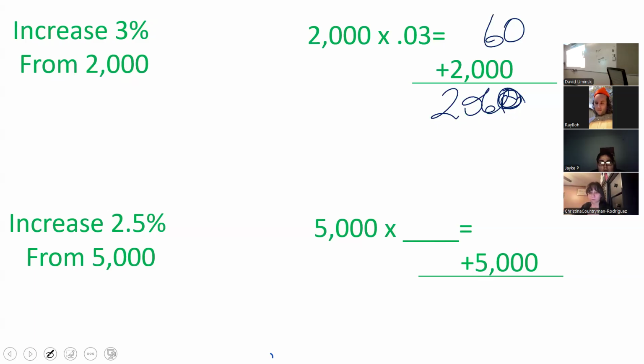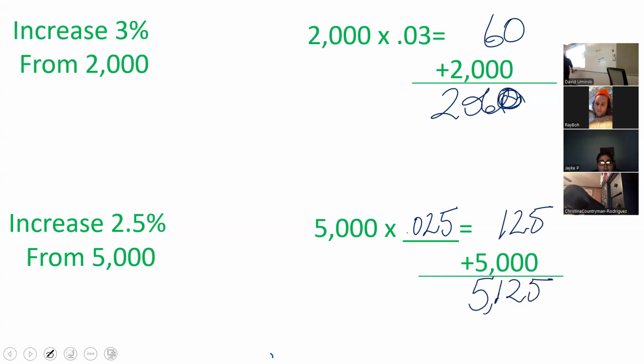All right, try this bottom one. Increase 5,000 by 2.5%. 125, do we all agree? Okay. So if I'm going to increase that by 2.5%, that means my new goal is 5,125. Okay, that's my new budget. That's my new goal.